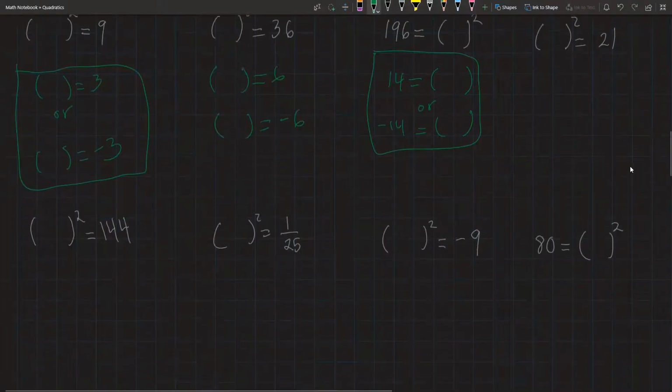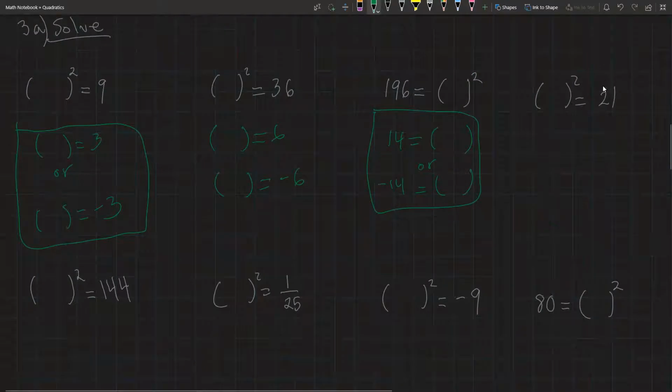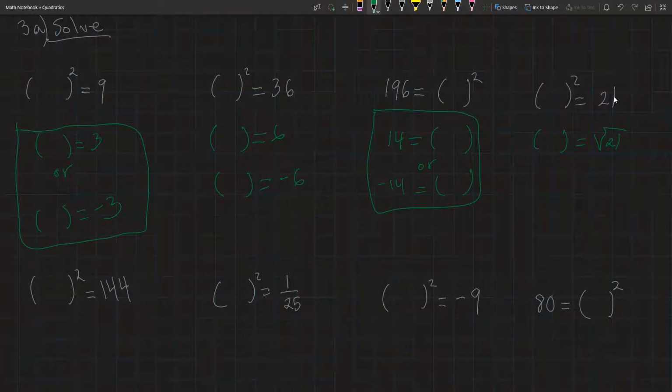All right. So always looking for that. Is 21 a perfect square number? And it turns out that it's not an integer. So therefore, we're going to say the something is either the square root of that number, 21, or the other possibility is that it was a negative square root of 21.